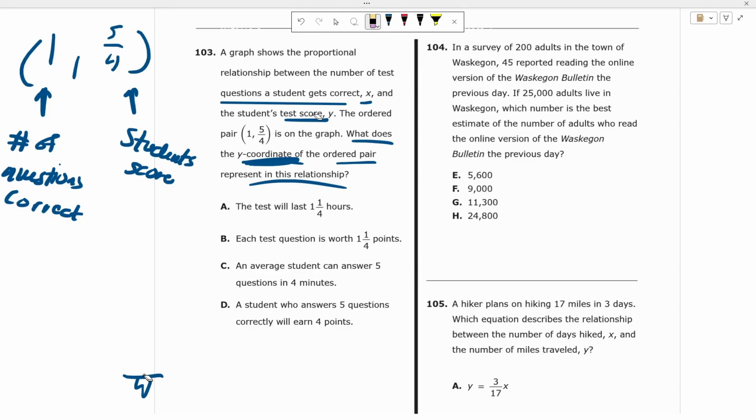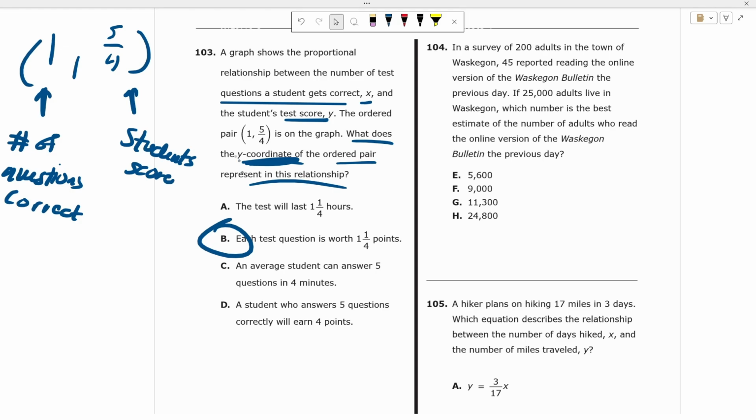This doesn't mean that he'll get a 5 over 4 on his test. It's not his actual score. It's the score for each question, or how much his score is going to increase by each question, which means that each test question is worth 1 1/4 points, right? So that's going to be choice B.